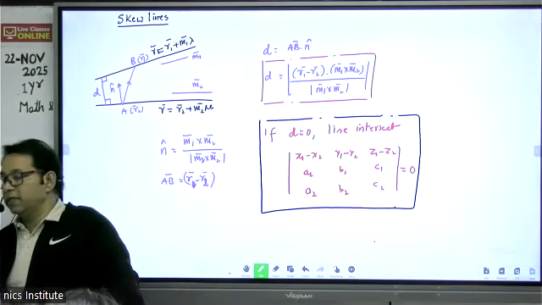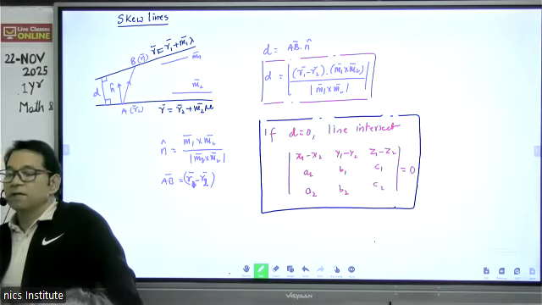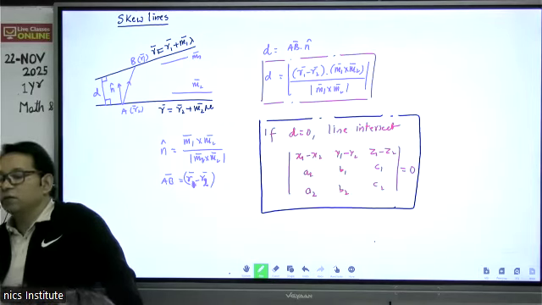First row is X1 minus X2. Second row is Y1 minus Y2. Third row is Z1 minus Z2. Then A1, B1, C1, A2, B2, C2, and so on.